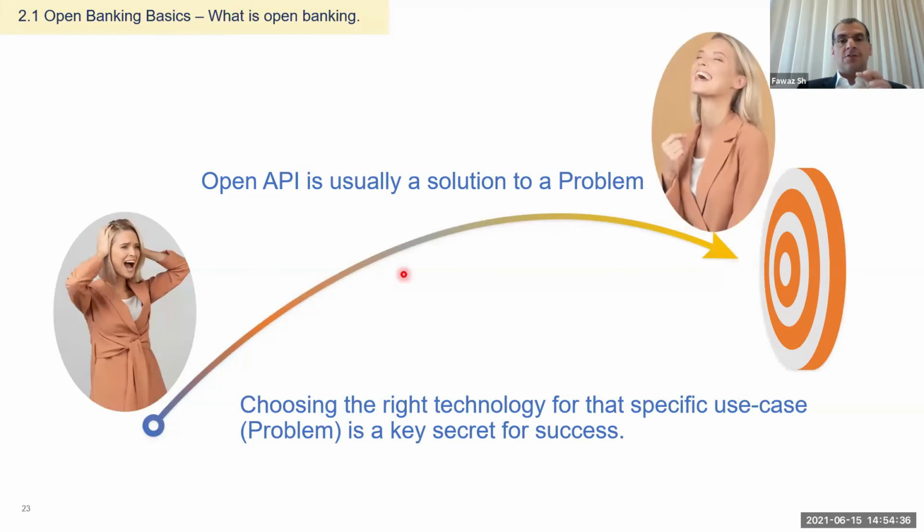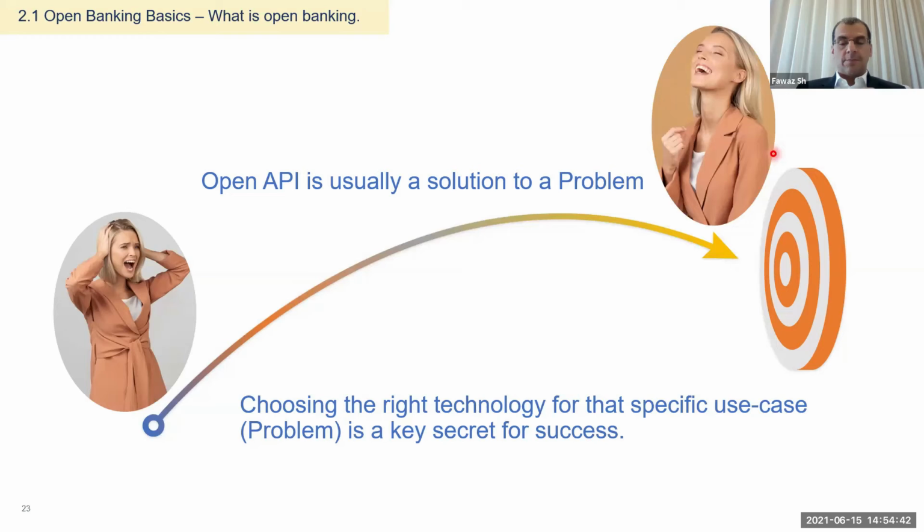So Open API is usually a solution to a problem, right? This is the main point here. Mainly, it is a solution to a problem. The biggest thing here is that, again, choosing the right technology for that specific use case, for the specific problem, is the key ingredient for success, right?